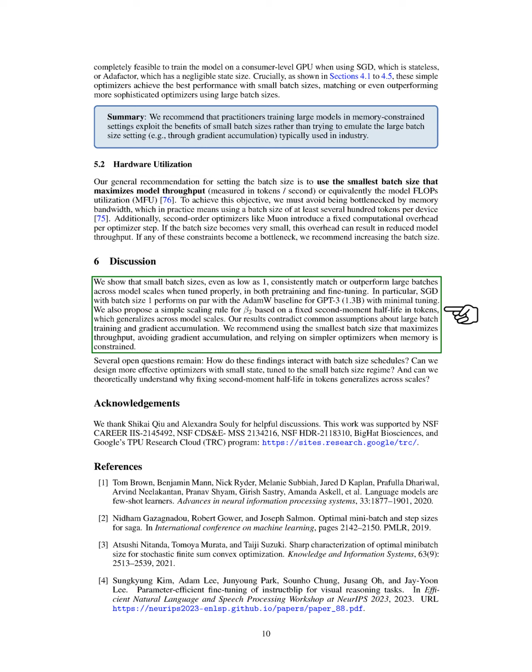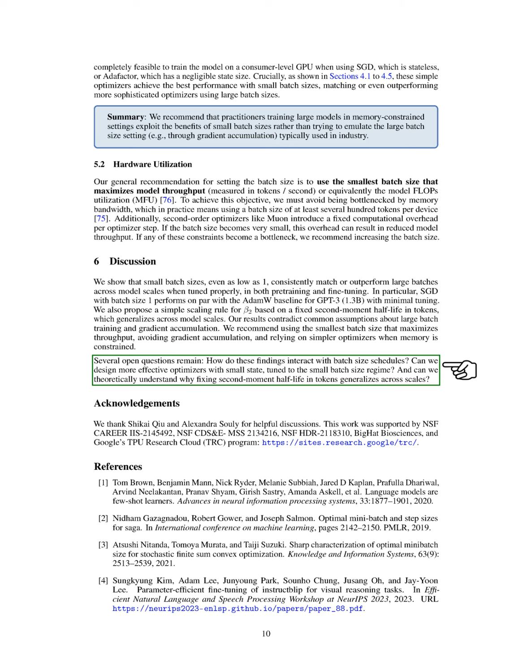We demonstrate that small batch sizes, even as low as 1, can consistently match or exceed the performance of larger batches when properly tuned, both during pre-training and fine-tuning. Specifically, using stochastic gradient descent with a batch size of 1 performs similarly to the Atom W baseline for GPT-3 with minimal adjustments. We also introduce a straightforward scaling rule for a specific parameter based on a fixed second moment half-life in tokens, which applies across different model sizes. Our findings challenge the common belief that larger batch training is always better and suggest avoiding gradient accumulation while using simpler optimizers when memory is limited.